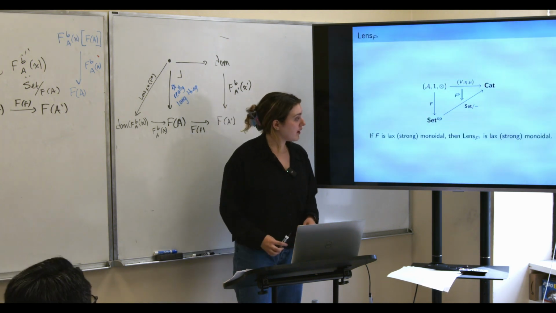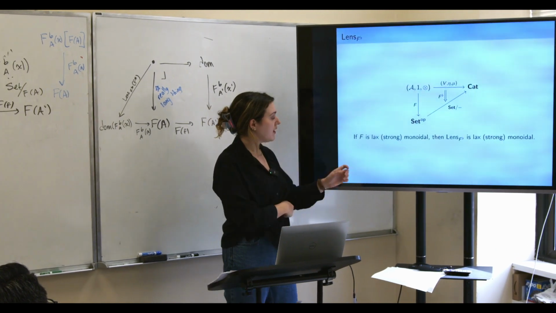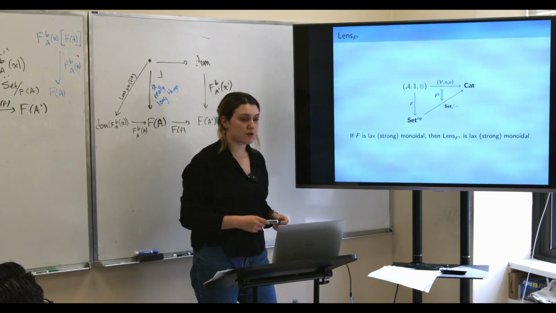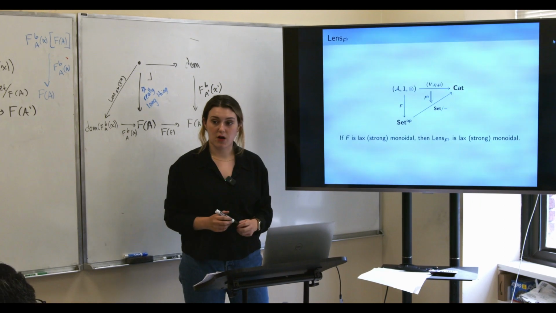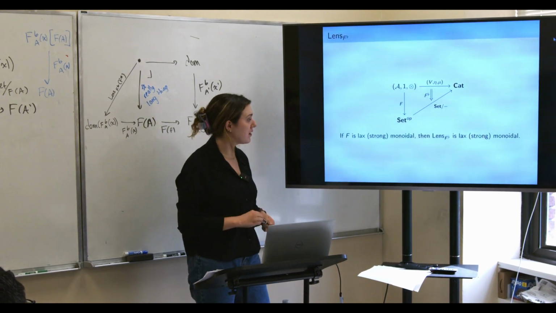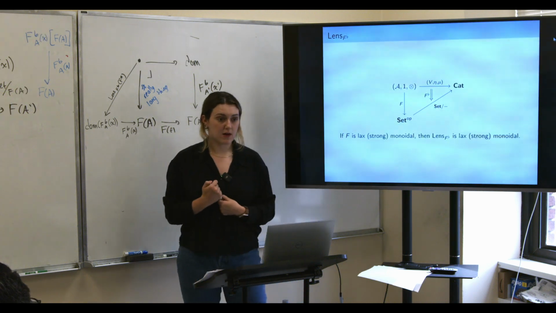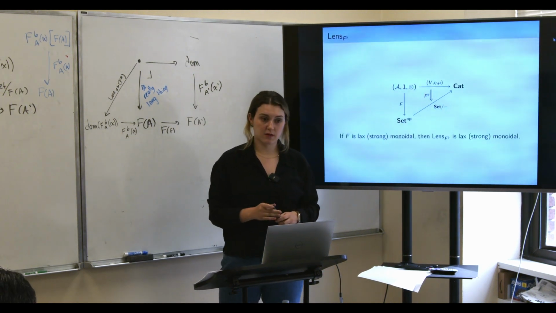So it's a pretty straightforward computation to show that if our functor F from A to Set op is lax or strong monoidal, then that will make Lens F flat lax or strong monoidal. So we originally asked that F is going to be strong monoidal. We're going to keep asking that, but we get the monoidality from our functor F.